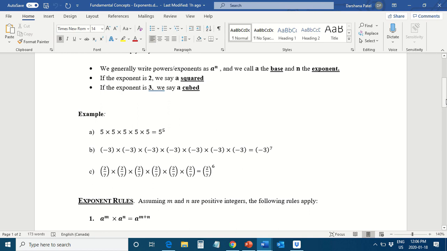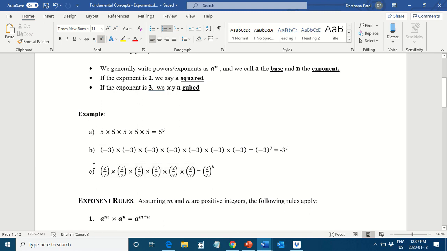Negative 3 times negative 3 times negative 3 times negative 3 times negative 3, multiplied by itself 7 times, we can write as bracket negative 3 to the power of 7, which we can then further simplify as negative 3 to the power of 7. Why negative? Because if the exponent is odd, the negative sign multiplies itself an odd number of times, 7 times. 2 negatives multiply to positive, another 2 negatives multiply to positive, another 2 negatives multiply to positive, and one remaining negative will stay negative.